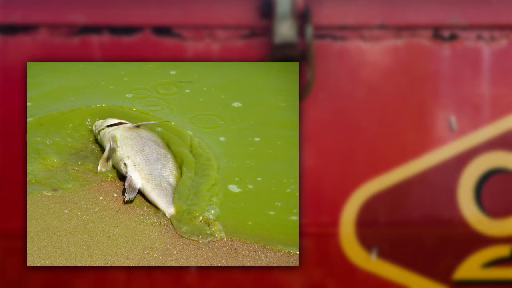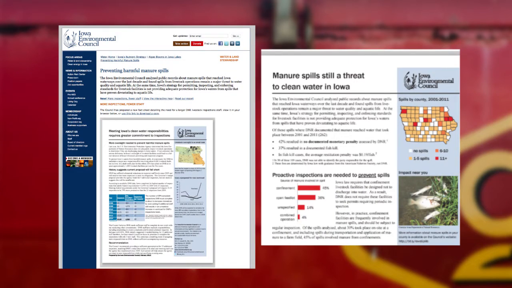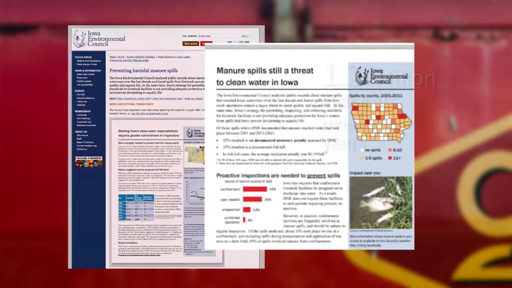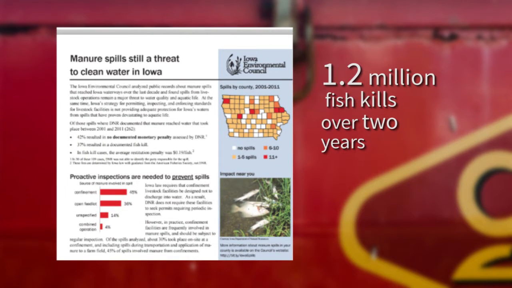In addition to manure sometimes causing fish kills, lakes sometimes develop algal plumes, which was a very serious issue in 2011. This example from the Iowa Environmental Council shows the results of an analysis that found manure spills responsible for about 1.2 million fish kills in Iowa over a period of 2 years. That's why it's important to follow a manure management plan and make good decisions when applying, with respect for setback distances from streams, lakes, and wetlands. Using best practices will prevent nutrients from entering the water through runoff and leaching, like we discussed in Module 2.